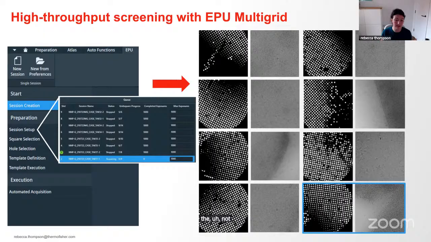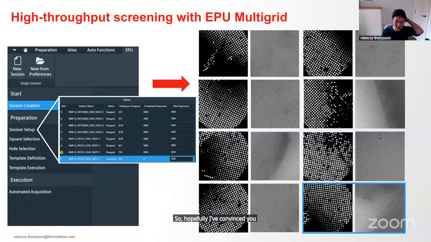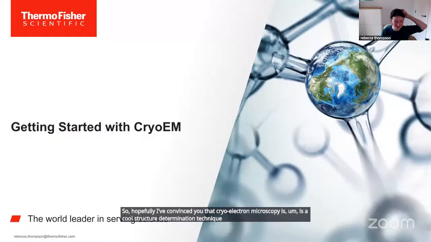So not only has the technology, the hardware, really evolved, but the software is also allowing us to solve structures of more and even trickier proteins than previously. So hopefully I've convinced you that cryo-electron microscopy is a cool structure determination technique, if you excuse the pun.